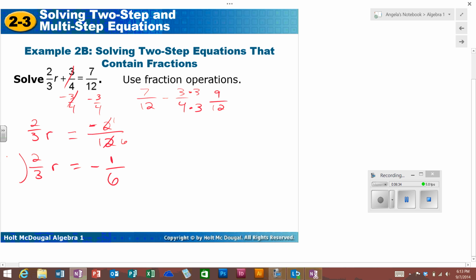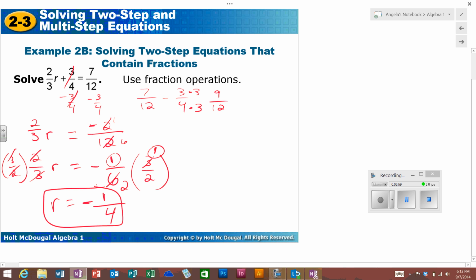Now, to get rid of this 2/3, we multiply by the reciprocal, okay? Multiply by the reciprocal, because that makes everything cancel over here. Now, negative 1/6 times 3 over 2, the 3 goes into here 1 time, it goes into my 6 2 times. So I have a 1 times a 1 with a negative sign, and a 2 times a 2, which is 4. And my answer is negative 1/4.